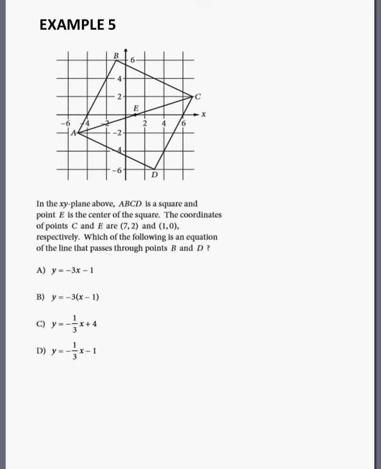In the XY plane above, ABCD is a square, and point E is the center of the square. The coordinates of point C and E are this and that, respectively. Which of the following is an equation of the line that passes through the points B and D?